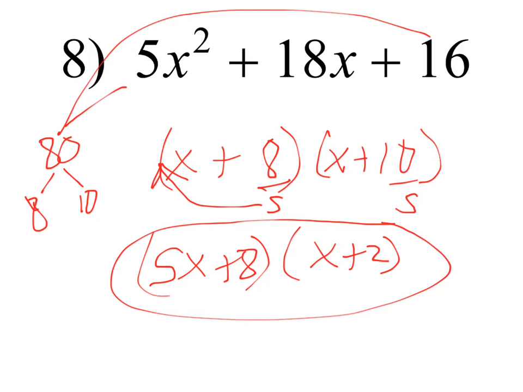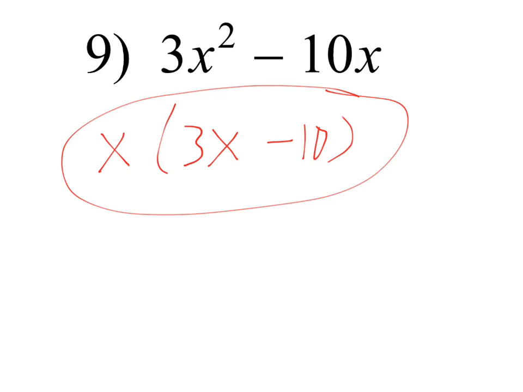Moving on to 8, when you times the 5 and the 16 together, that'll give you 80. What factors of 80 add up to be 18? Well, that's just 8 and 10. So that's where the plus 8 here comes from and the plus 10 here come from. We need to address the 5 issue out front by attempting to divide them both by 5, and that'll give you 2 here. So that's where x plus 2 comes from. And this one doesn't go evenly, so the 5 goes out front. You get 5x plus 8 times x plus 2.